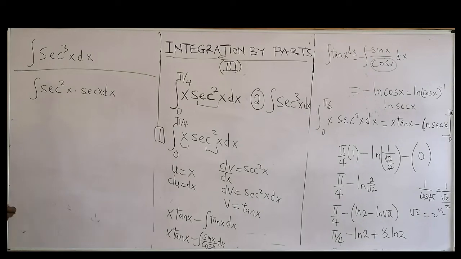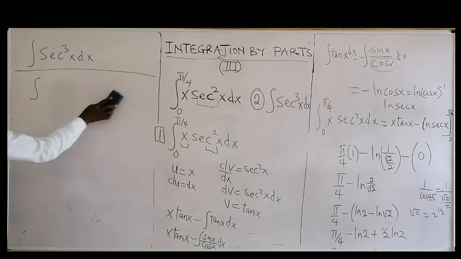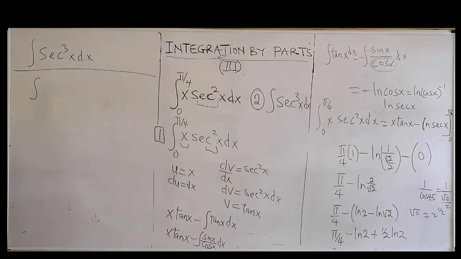So that's how we're going to do it. Okay, so which one will be u, which one will be tan? I think it will be better to split it. Let's split into sec x times sec square x dx.